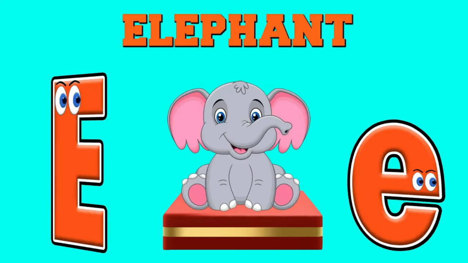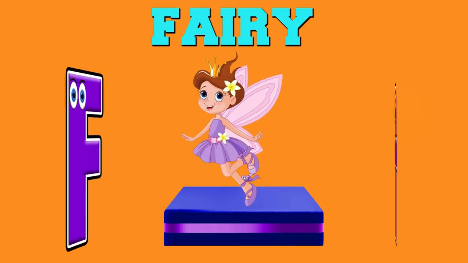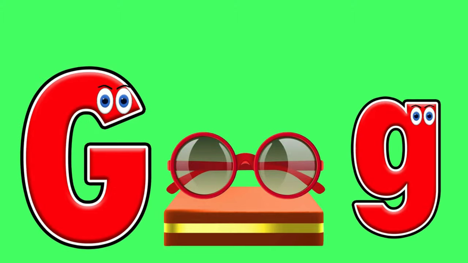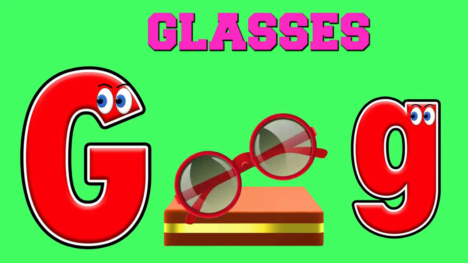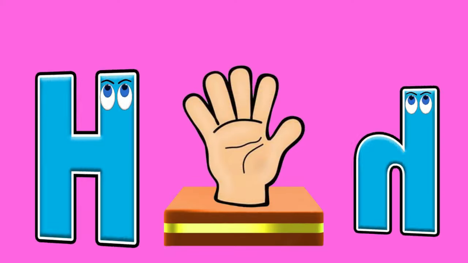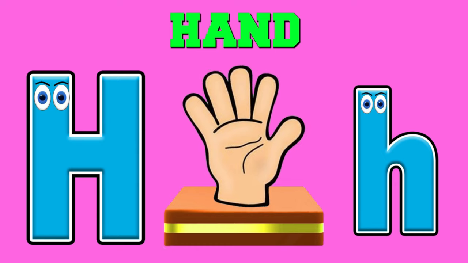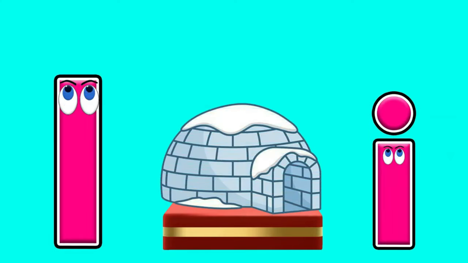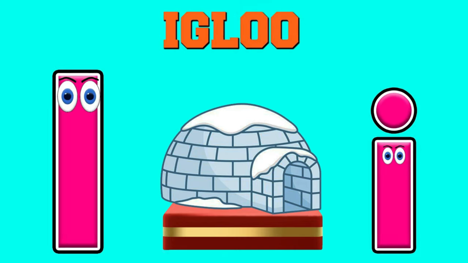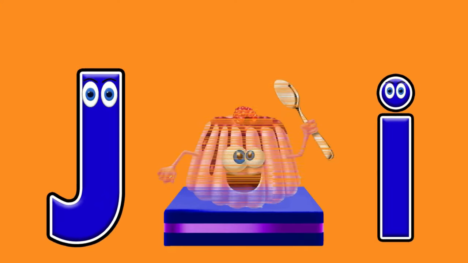Elephant. F is for fairy. Fairy. G is for glasses. Glasses. H is for hand. Hand. I is for igloo. Igloo. J is for jelly.